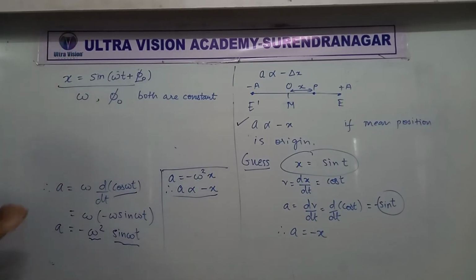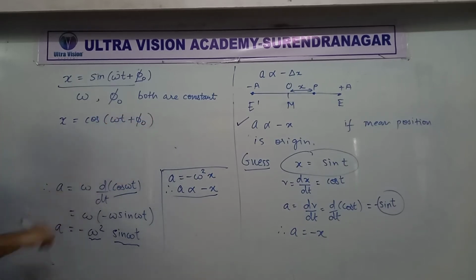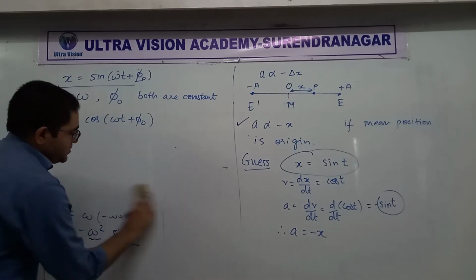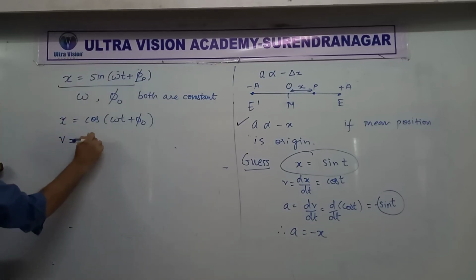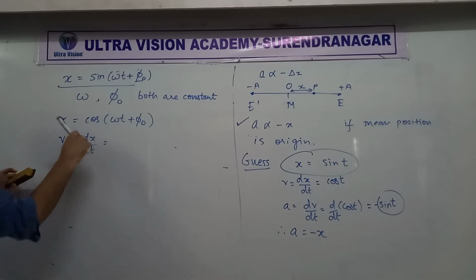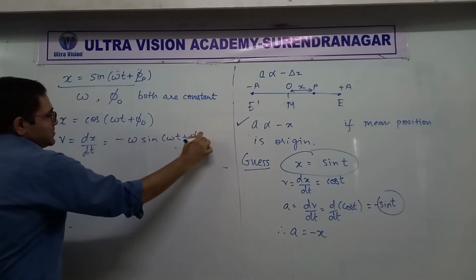One more variation possible. It is that instead of sine, suppose you do it with cos. What difference would it make? Well, nothing. Just that the differentiation would change the order. What I mean to say is, if you find v, first of all, v is dx by dt. Then differentiation of cos will first of all be sine. So minus omega sine omega t plus phi 0.